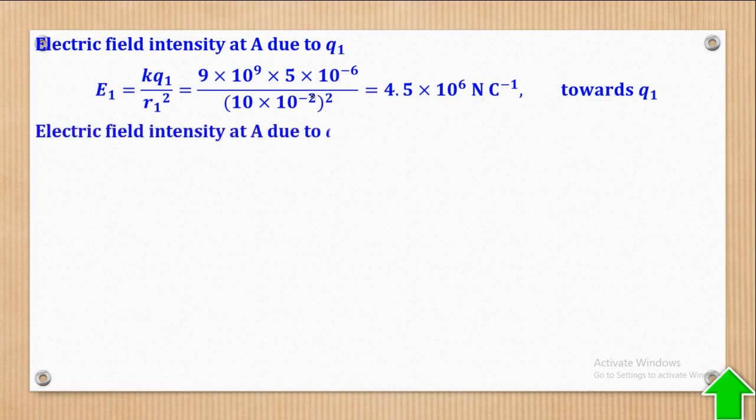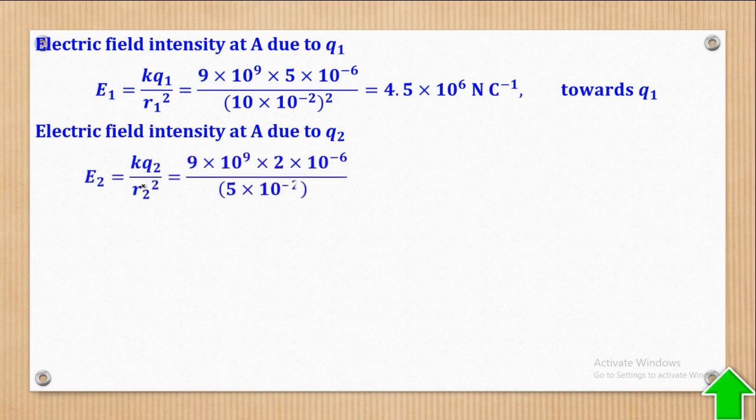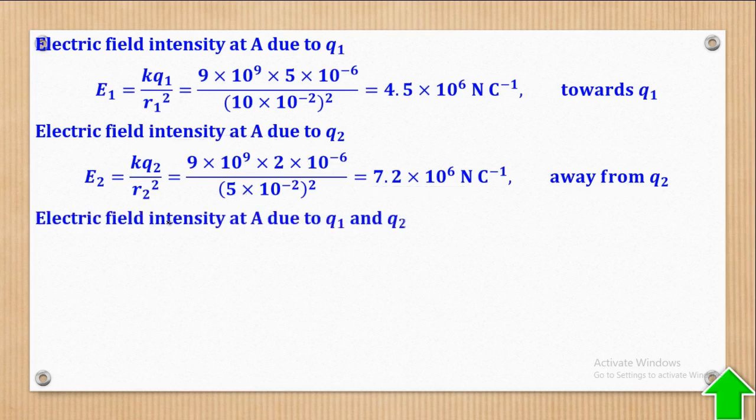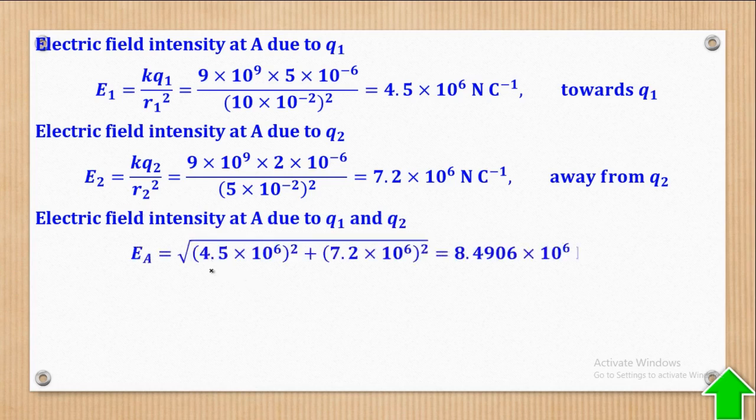What about the electric field intensity at A due to Q2? So it will be E2, which is K Q2 over R2 squared. So come and substitute for K, for Q, and for R2 to come up with this, and it's away from Q2. Then now is to get the resultant electric field intensity which they want. So we shall use Pythagoras theorem because it's a right angle triangle to come up with this expression as our electric field intensity at A.